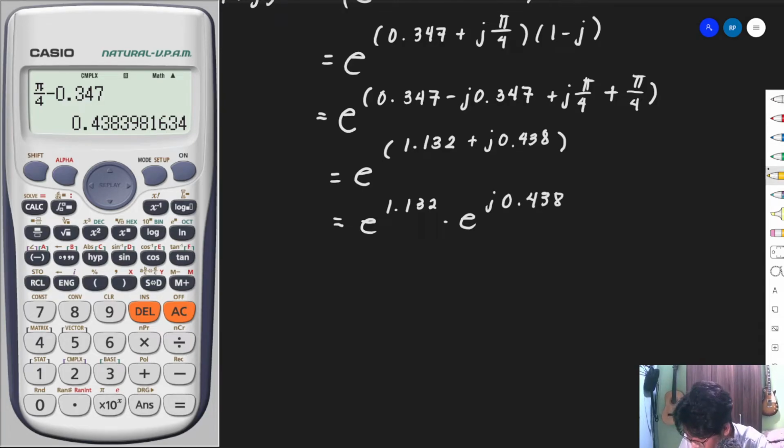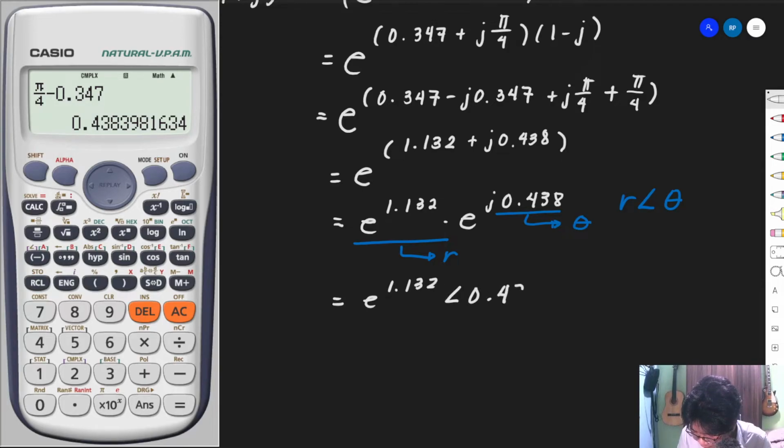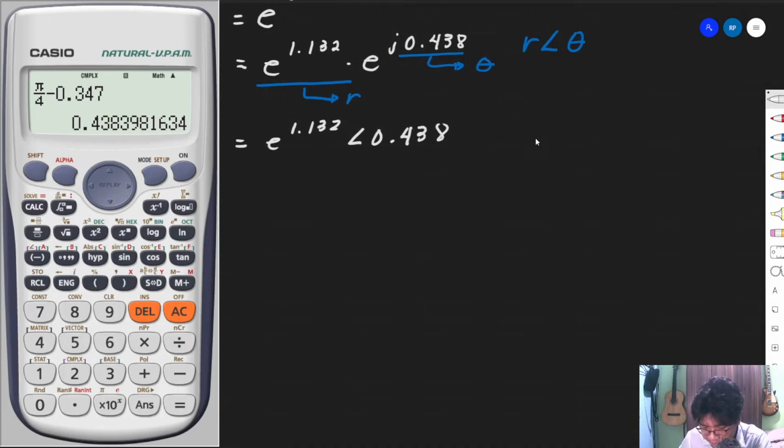And we know that this 0.438, let me change the color, is equivalent to theta. And this is our r. So, r angle theta. So, we have here e raised to 1.132 angle 0.438. Then we just solve it, using our calculator. So, we have here shift ln e raised to 1.132, then go down to angle.